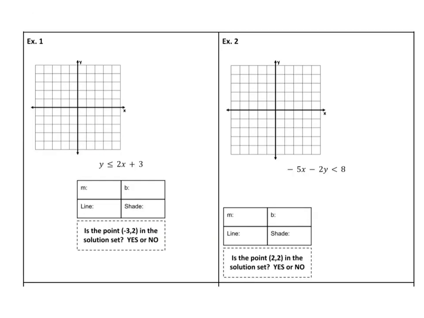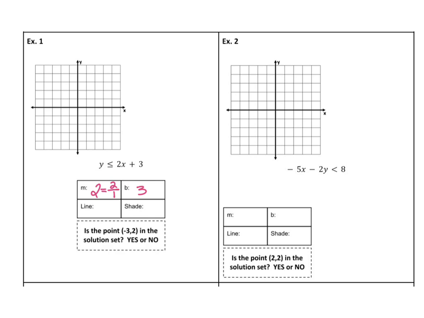So example number 1 here, we have the inequality y is less than or equal to 2x plus 3. Is that in slope-intercept form? Yeah, y is by itself. So that's in slope-intercept form. I'm going to go ahead and identify my m and my b. My m, remember, is in front of the x, so my m is 2, or 2 over 1, because we like to deal with fractions. And my b is 3.